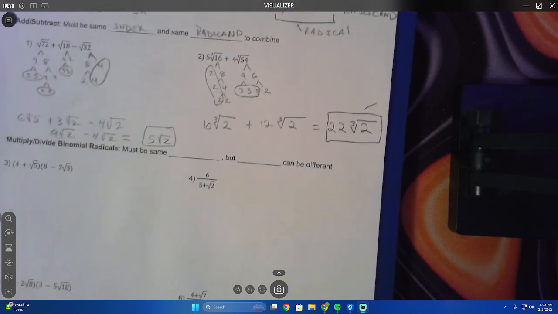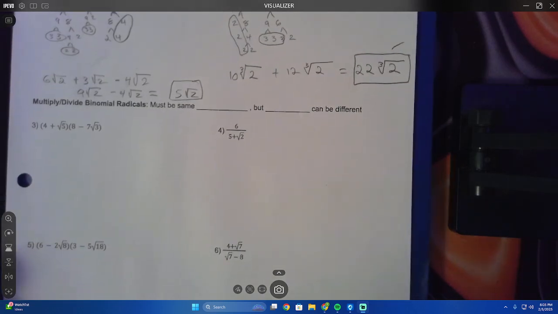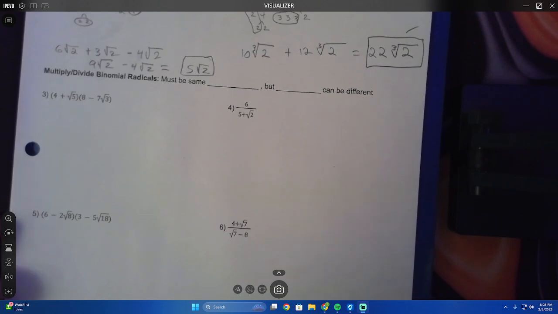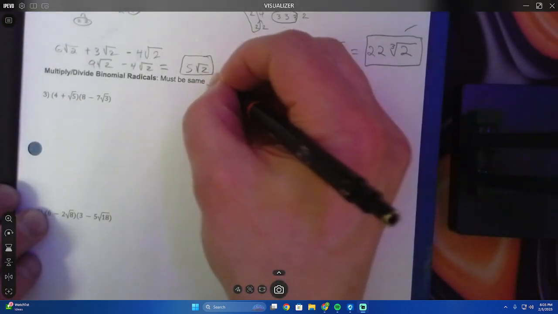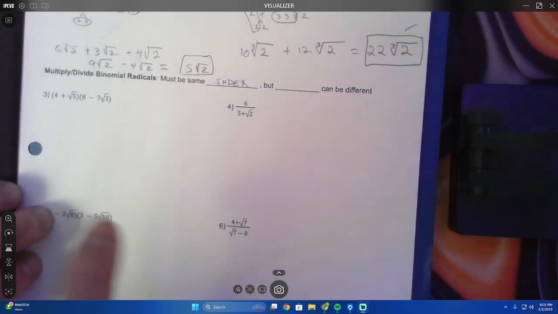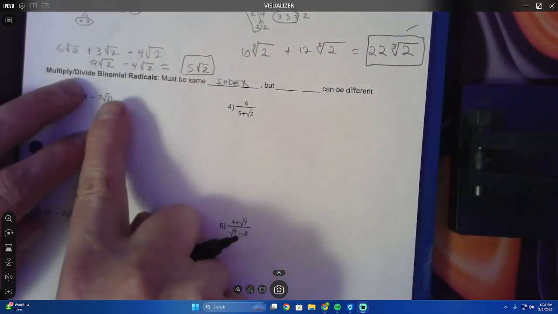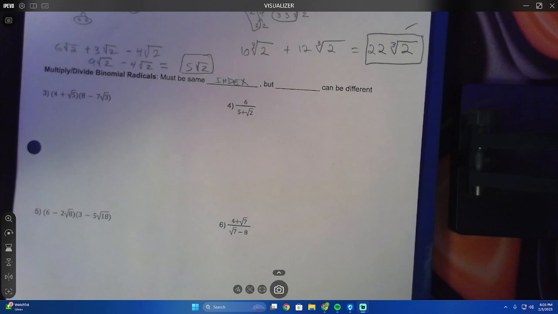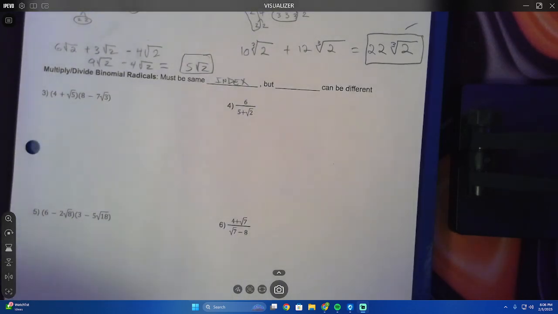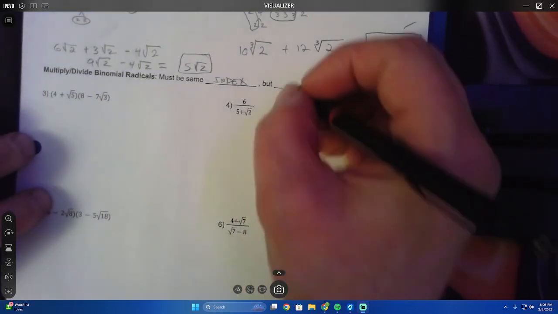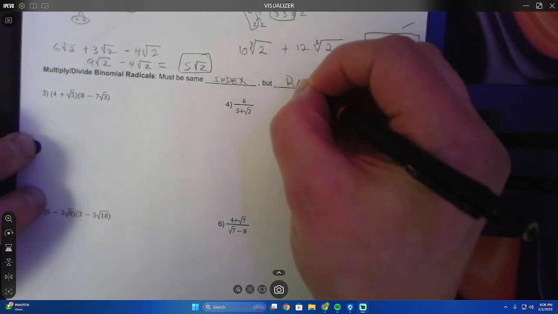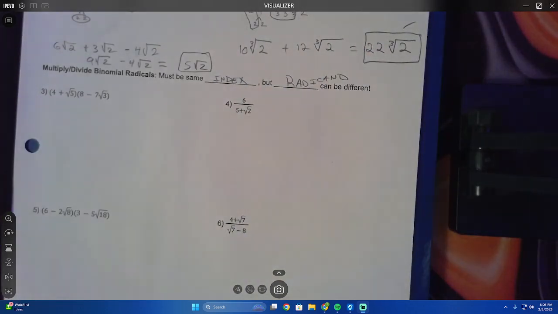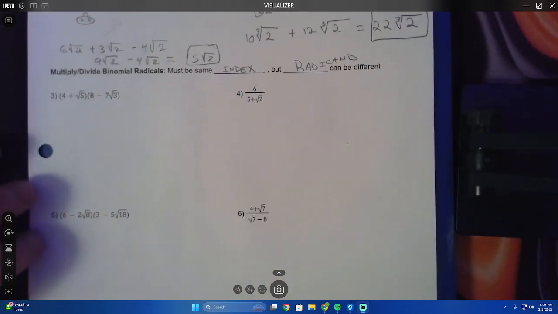All right. Next, I want to talk about how you can multiply and divide binomial radicals. For these, they must be the same index. So this is something in common between multiplying and dividing, as well as adding and subtracting. They must have that same index. I can't combine radicals if they don't have that same index. But when I'm multiplying and dividing, that radicand can be different. All right, let's get into our first problem.